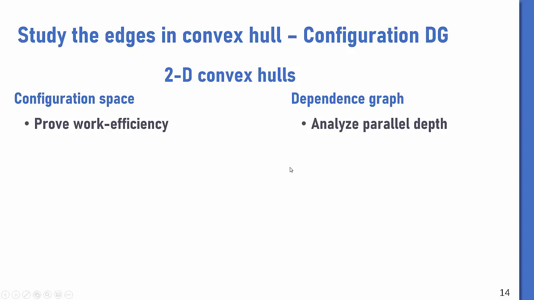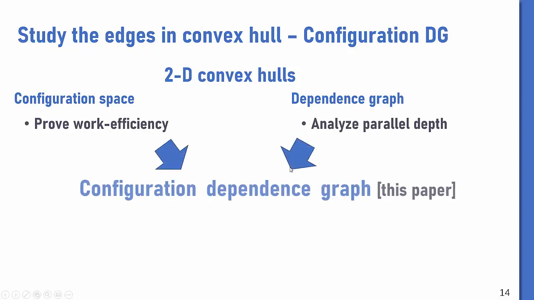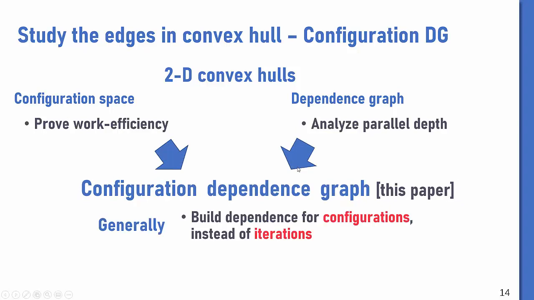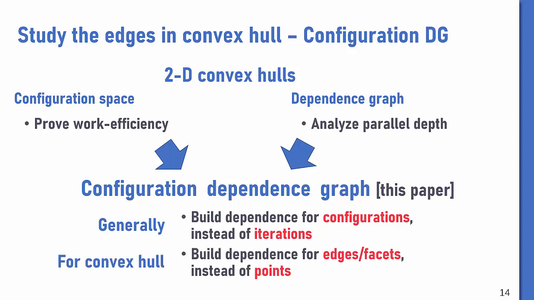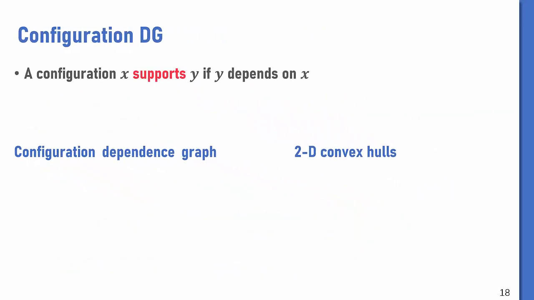In this paper, we propose a new concept, the configuration dependence graph. Generally, it means to build dependencies for configurations instead of iterations. For convex hull, it means to build dependencies for edges or facets instead of the points. In such a dependence graph, we further define a term called support. We say a configuration X supports Y if Y depends on X. It means that X is a predecessor of Y in the dependence graph.